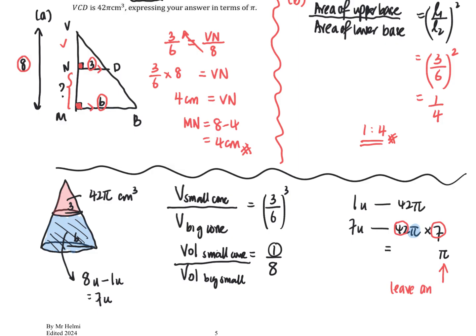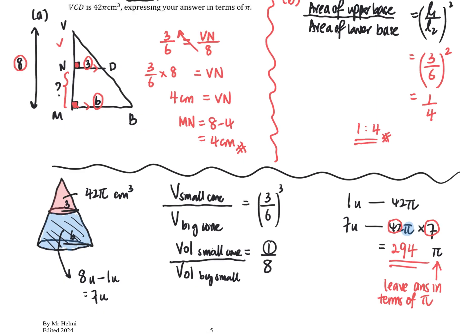Leave answer in terms of pi. So 42 times 7 is 294. Okay, cm cube.